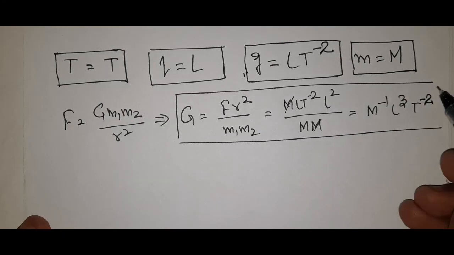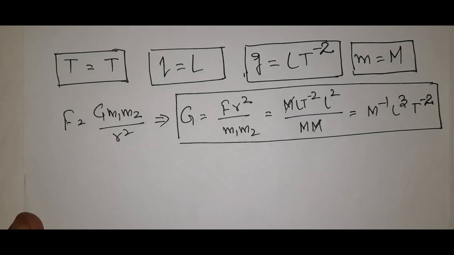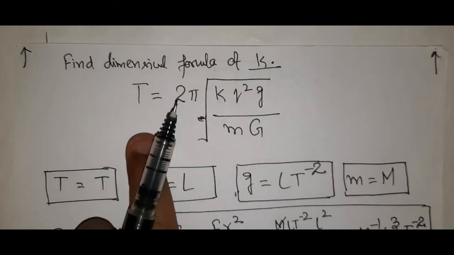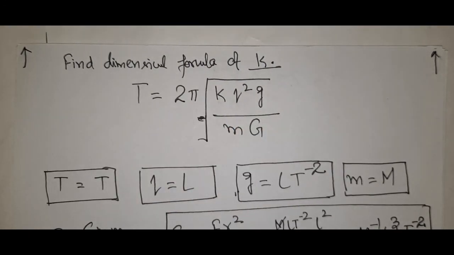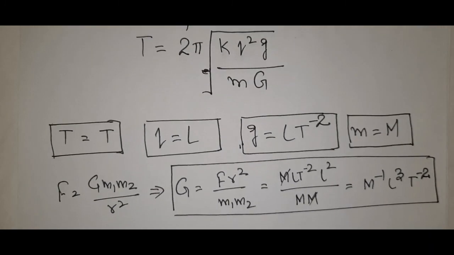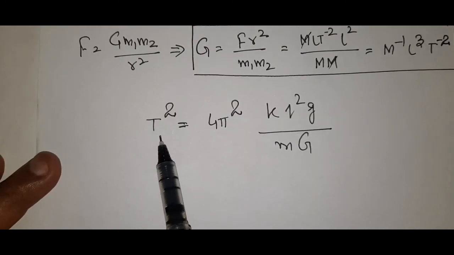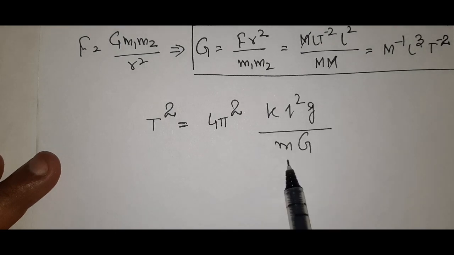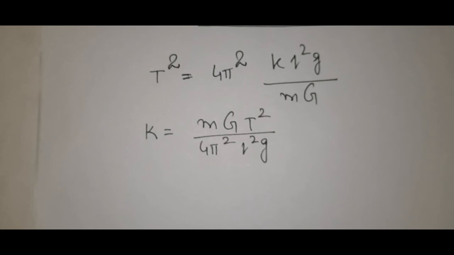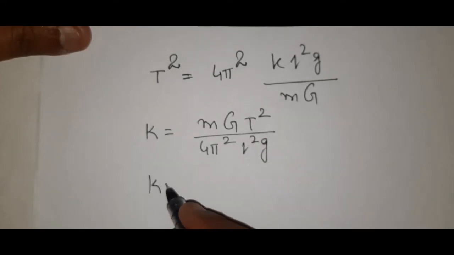Hope this is clear. Now placing all these values in the given relation. To solve this particular thing in a better way, squaring both sides. T square equals 4 pi square times this. Now take K on one side, the rest all on the other side. K is equal to this. Now placing the dimensional formula for all the quantities, we will get the dimensional formula for K.